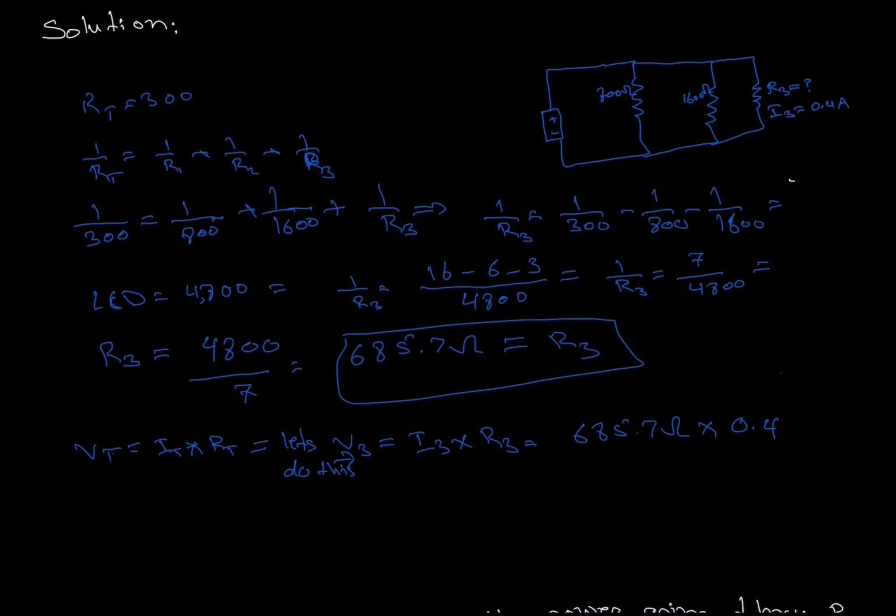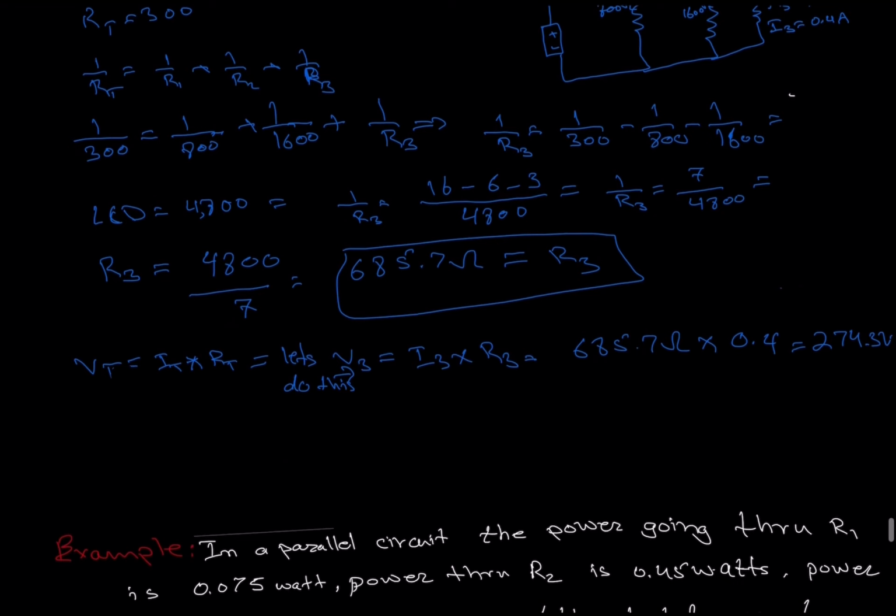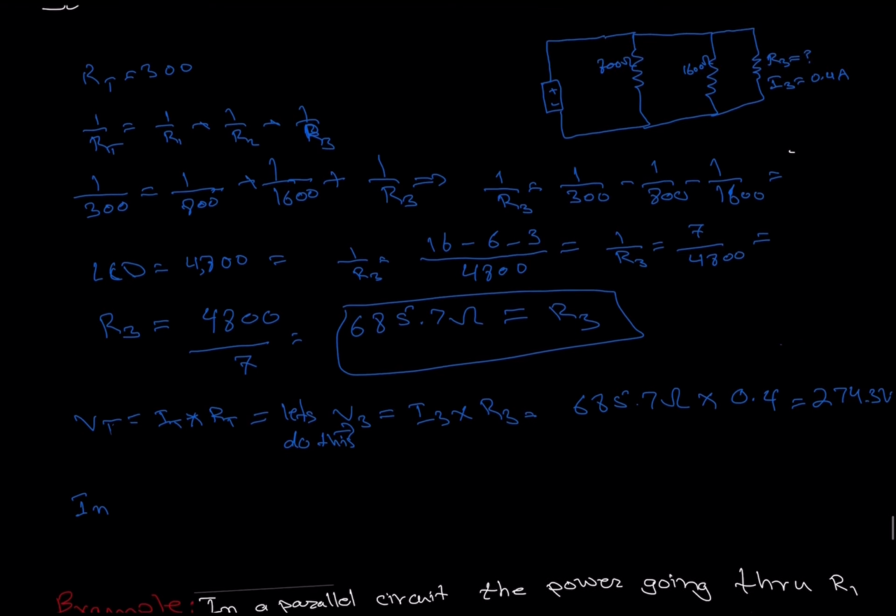685.7 times 0.4 will give me 274.3 volts. Let's write this one down. Back, will give me 274.3 volt. And we said in a series circuit the voltage drop stays the same all over the place, so we can find the current in other branches right now.